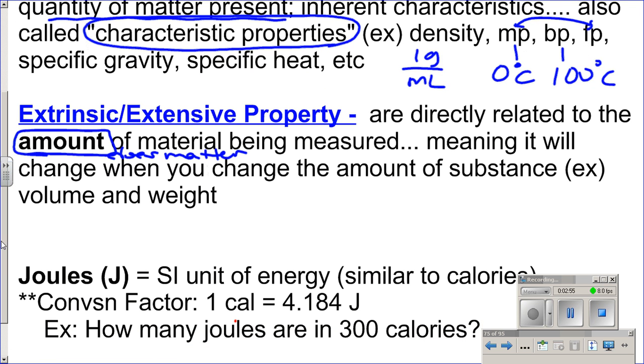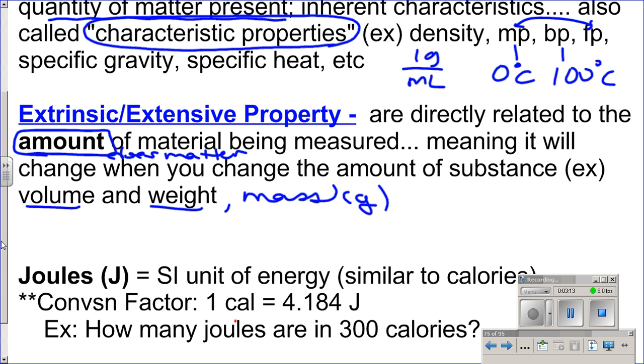Come on, guys. Okay. So examples of those are volume, weight, and mass, which would be like grams here. So those are just 2 different definitions I want you to be aware of. And I can call them both extrinsic or extensive. Just remember the X and then the N part.